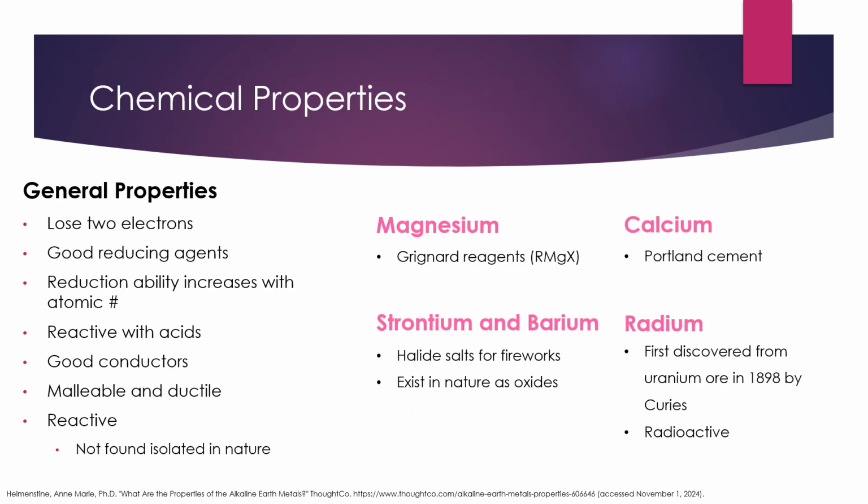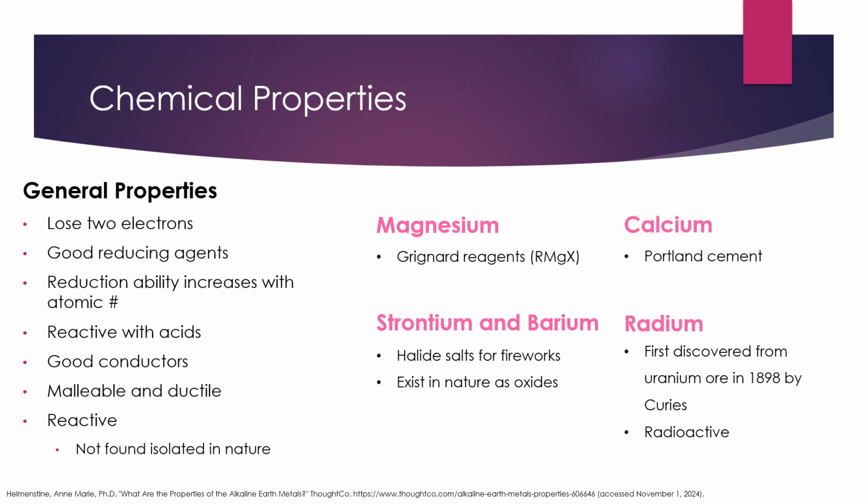Next, I'd like to talk about some of the basic chemical properties of the group 2 elements. So, in general, they lose 2 electrons to become a +2 charged cation. They are good reducing agents, and their reduction ability will increase with their atomic number. They are reactive with acids. They are good conductors. They are malleable and ductile, and they are reactive, meaning that they are not isolated, found in nature.